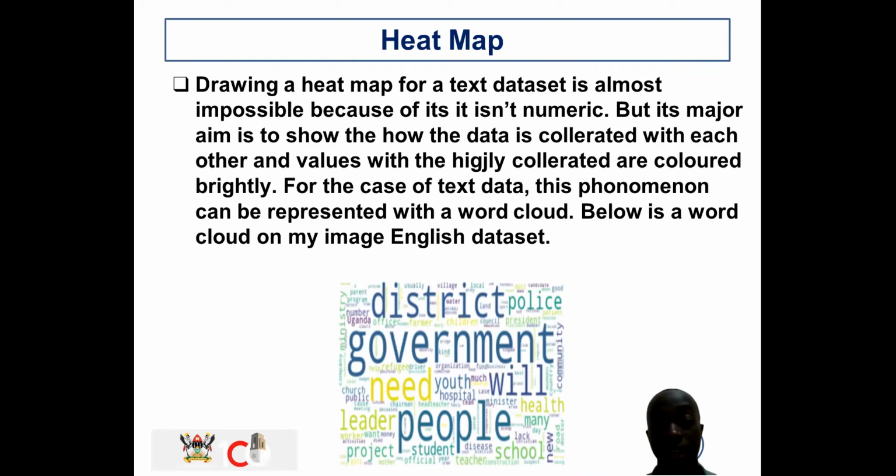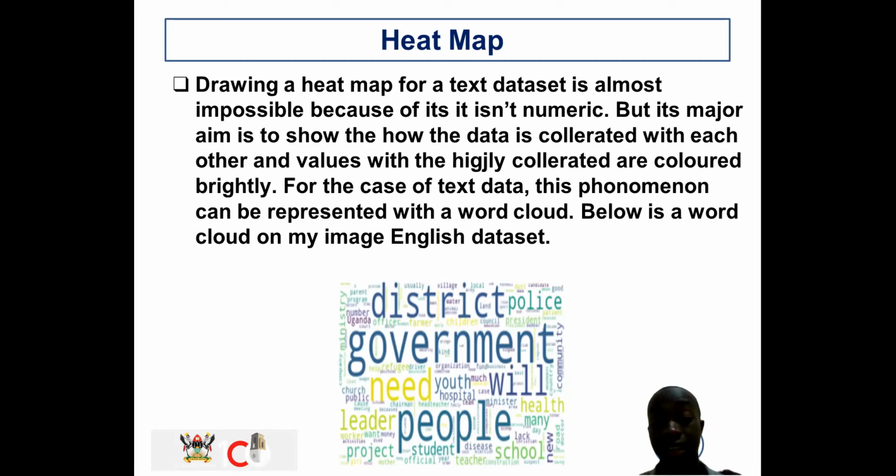A heat map. Okay, drawing a heat map. A heat map is a diagram that shows the correlation between the different features of your given data set. My data set, since it was text data, because it's supposed to convert an English text into a Luganda text, drawing a heat map on it was almost impossible because it isn't numeric. And as I said, its major aim is to show how the data is correlated with other variables. And it's usually colored.